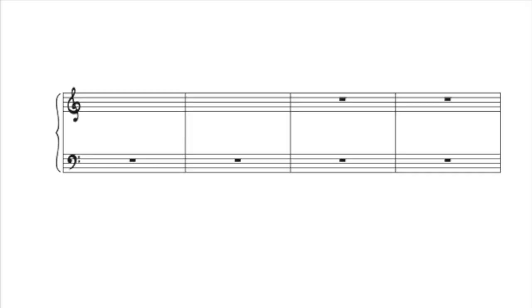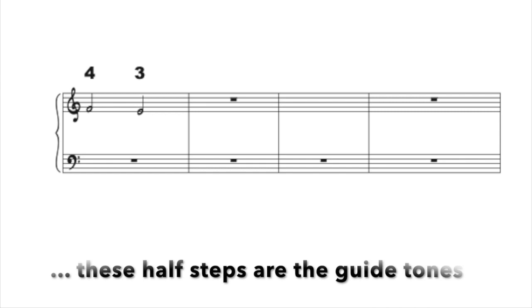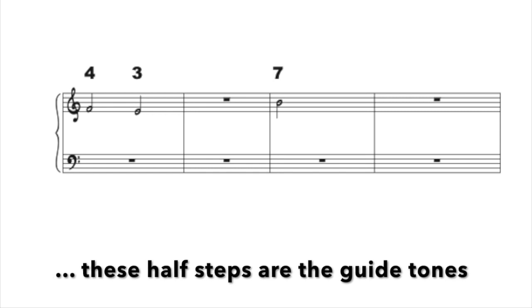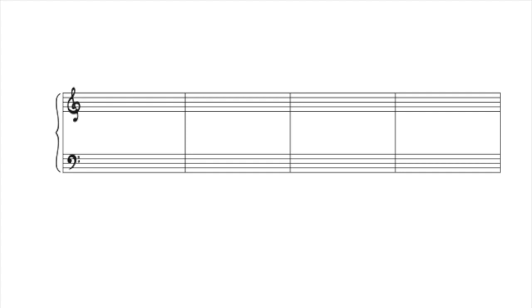So if we remember our major scales, we're going to assign numbers to each one of the scale degrees. So 1, 2, 3, 4, 5, 6, 7, and 1. And if we think of the half steps in there, that we have 4 going to 3 and 7 going to 1. So if we play those together, a tritone resolving to a major third.